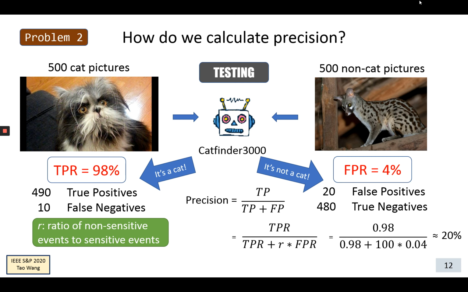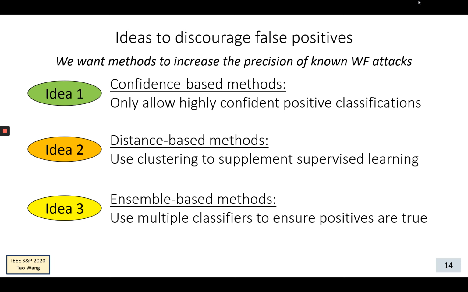We're going to use methods to increase the precision of known website fingerprinting attacks rather than come up with our own, because we want to show that this is possible. We can always do this for known attacks. The first idea is we're going to measure the confidence of all the classifiers and only accept highly confident positive classifications. The second idea is we're going to use clustering to supplement our supervised learning methods. And the third idea is we're going to use multiple classifiers to ensure that our positives are truly correct. So let's look at each of those ideas in turn.